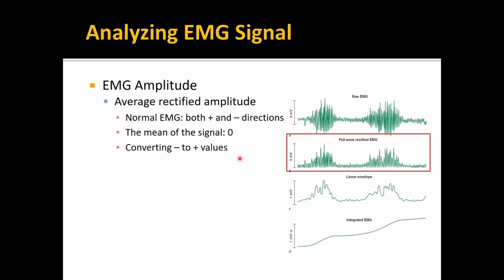Okay, the next one is average rectified amplitude, which is right here. The normal EMG signal is an alternating current signal in both the positive and negative voltage directions, as you can see here. And unless there is some voltage offset in the signal, the mean of the signal will be equal to 0, which is not a valid indicator of the EMG amplitude. So you can convert the negative signal to the positive value. That's the average rectified amplitude.